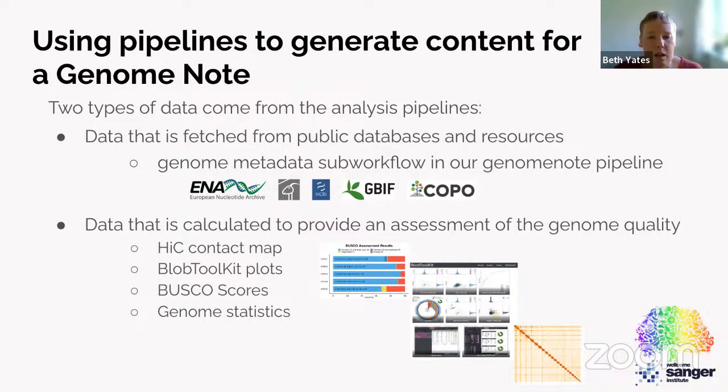And then the other type of data is information that we can calculate. This is things that give us a way of assessing the genome quality. So this is things like the Hi-C contact maps, the BlobToolKit plots, the BUSCO scores, and the genome statistics. And here I'm talking about things like QV scores and k-mer completeness.